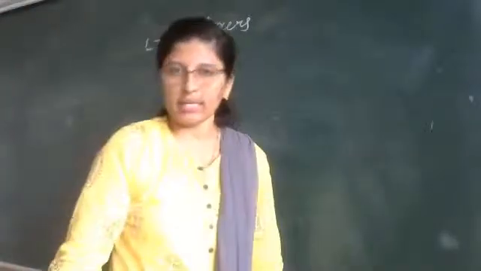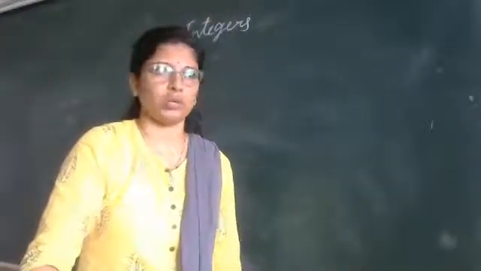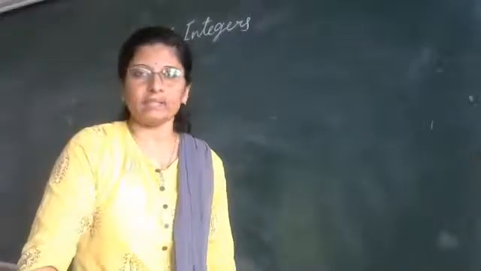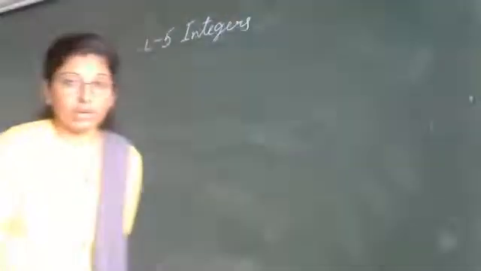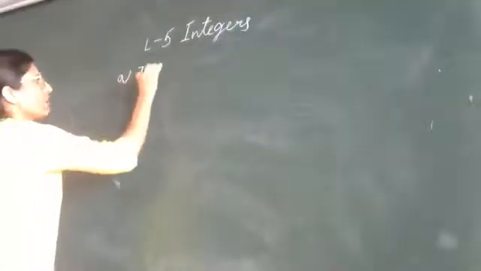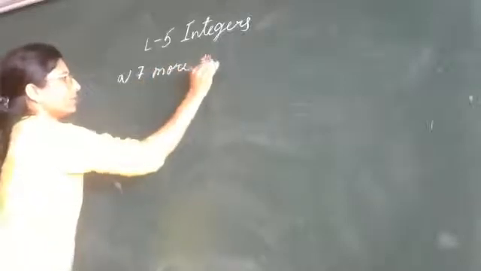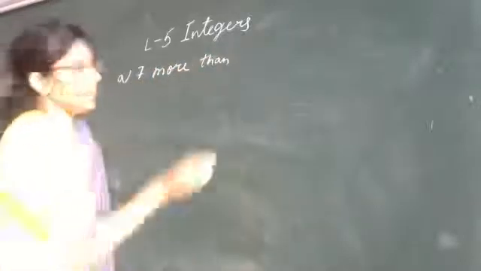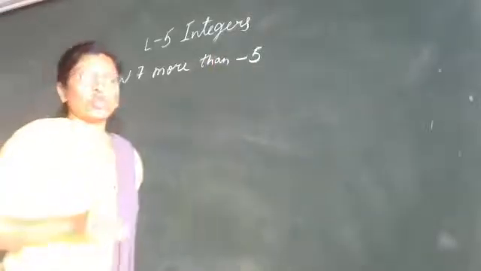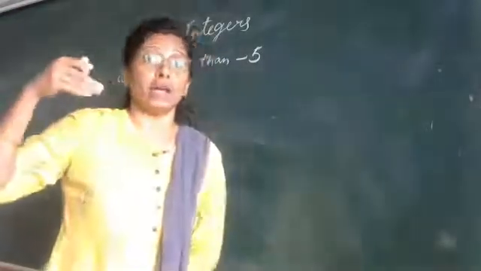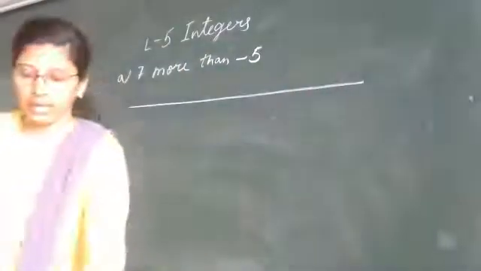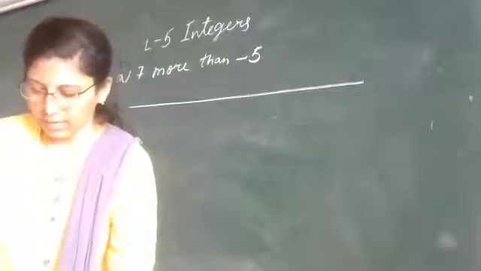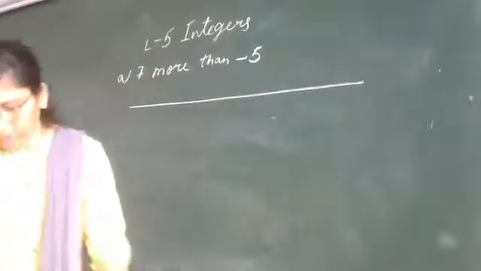Next you have ascending and descending. You can do ascending and descending easily; I told you how to do it. Okay, see the next one. Using a number line, write the integer. Now they have given it in words. 7 more than -5. So here you have to draw the number line first.